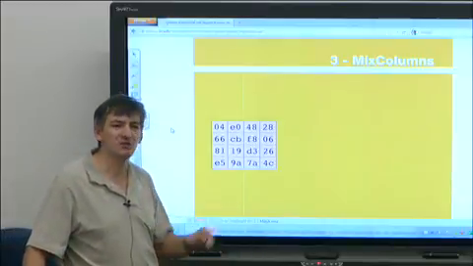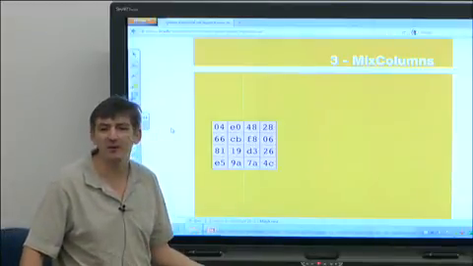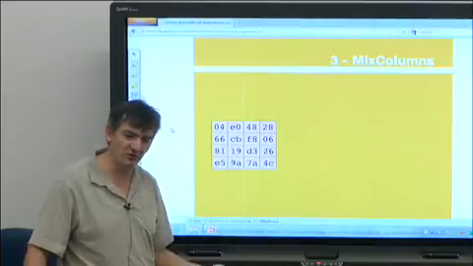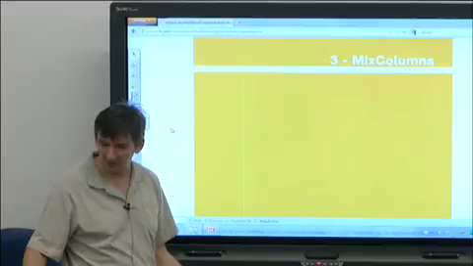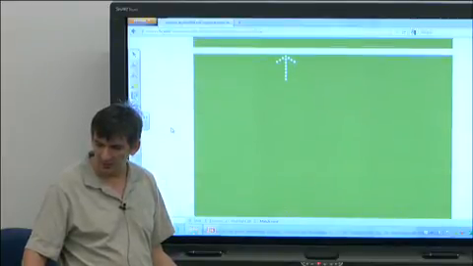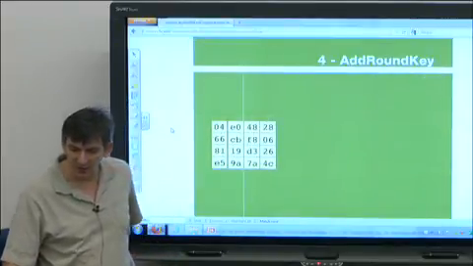Again, why this combination and not others? A lot of people made careers out of this, studying which of these transformations can be applied fast and would add to the security of the system. And add round key is trivial.